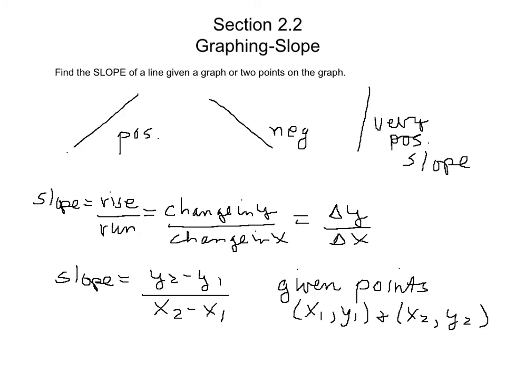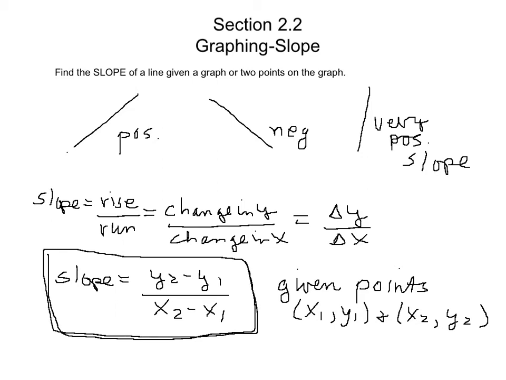If we have 2 points, and we know that one point is x1, y1, and the other point is x2, y2, then the change in y is simply one y value minus the other, and the change in x is one x value minus the other. It's really important to make sure that we subtract in the same order: y2 minus y1 over x2 minus x1. This would actually be the same if I had written it as y1 minus y2 over x1 minus x2. So this right here is the big deal, and that tells us how we can find the slope if we're given 2 points.